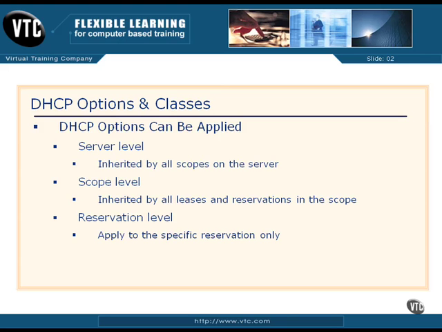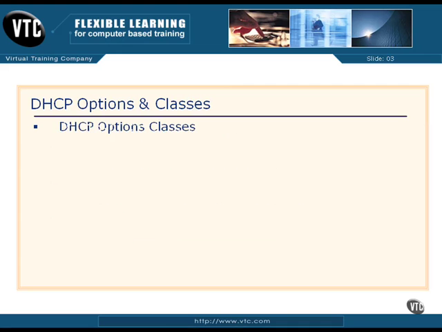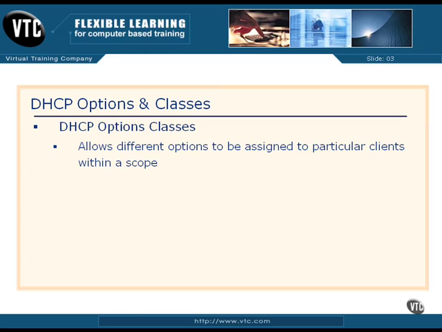Now, there's one more level that you can go to, and that is through the use of classes. What a class does is allow me to apply different options to different clients within a scope. So actually I can subdivide my scope. Let's say we've got 2 particular machines that need another piece of configuration that nobody else in the network needs. I can put these machines in a unique class, and I'll have to create the class on the server, and I will have to set the class on the client machine.